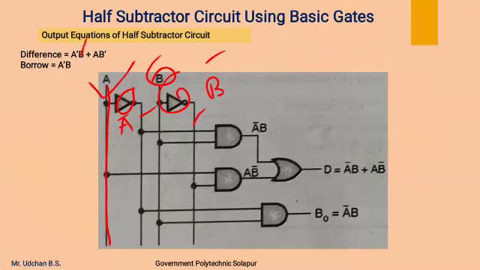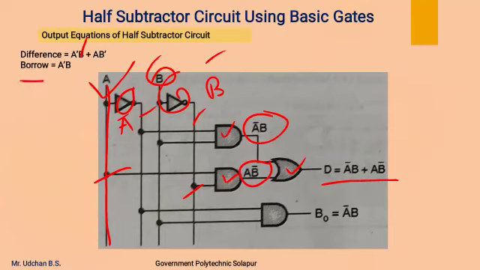To get the term A bar B from the difference equation, we will use one AND gate, to which A bar line and B line are connected to produce A bar B output. To get A B bar output, we are going to connect this A line and B bar line to another AND gate to produce A B bar output. To add these two terms, we are going to use an OR gate, which will produce the difference output, that is A bar B plus A B bar.